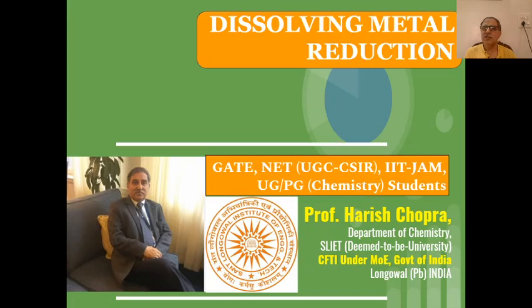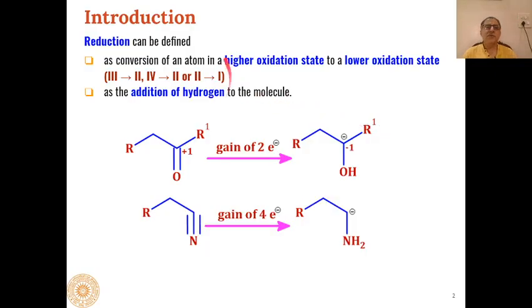Reduction. In today's lecture, we will discuss dissolving metal reduction. As I have told you, reduction can be defined as the reaction where a species at a higher oxidation state is converted into a species of lower oxidation state, or in a reactant, if we add hydrogen to the molecule to give us the product. That means any reaction performed by gain of electrons or addition of hydrogen is called reduction of that molecule.